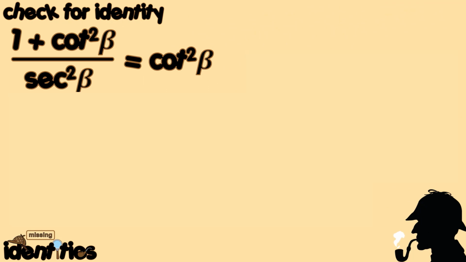Case number 20. We are going to verify whether the given equation is an identity. For the left-hand side, we have the ratio of 1 plus cotangent squared beta and secant squared beta, which is equal to the right-hand side, which is cotangent squared beta.